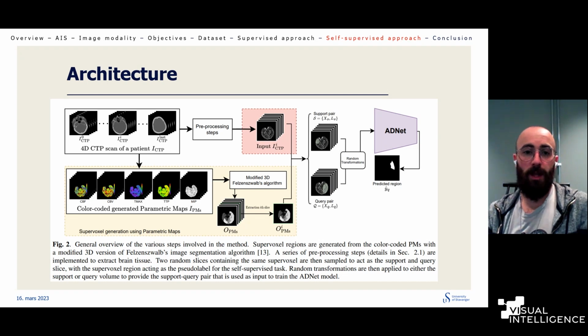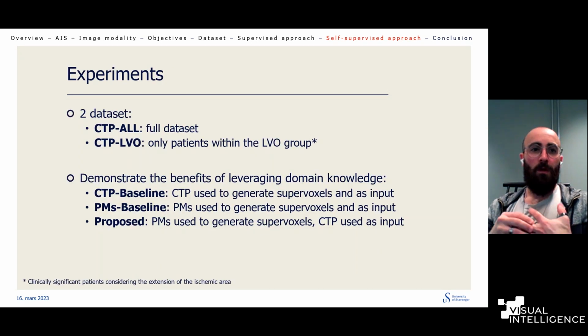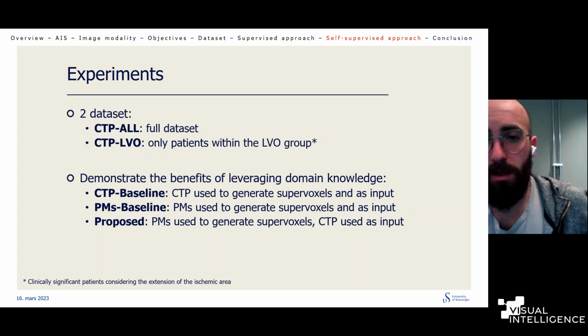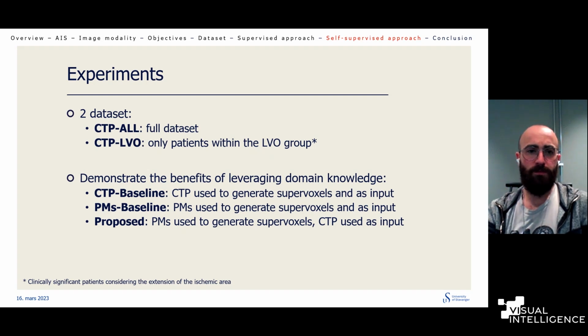first proposed by Stine Hansen. And we are also using color-coded parametric maps as input for our modified 3D Felzenszwalb algorithm to extract supervoxels that help the model focus on different regions. So we experiment with two data sets, one with the full data set that I described before, and one only focusing on patients within the LVO group.